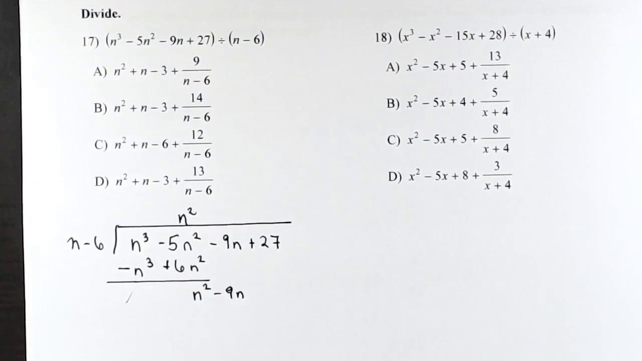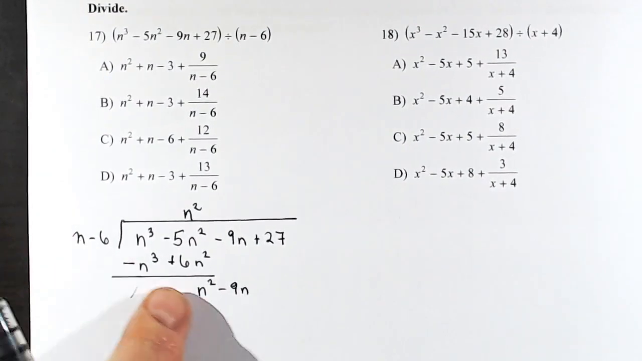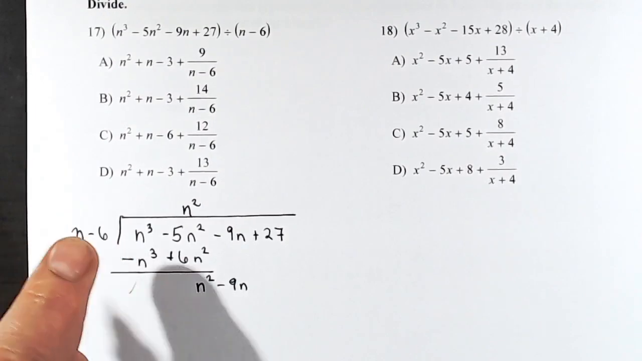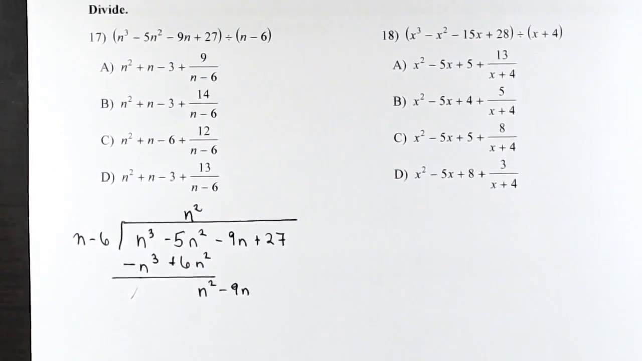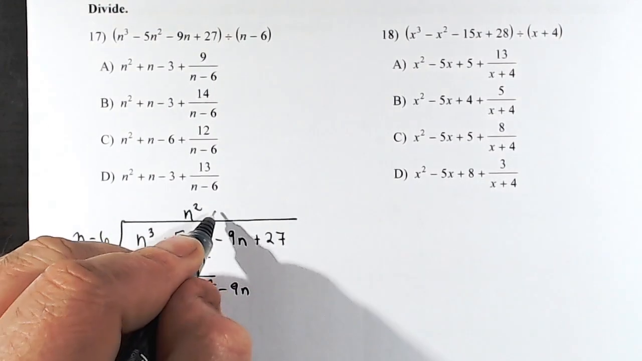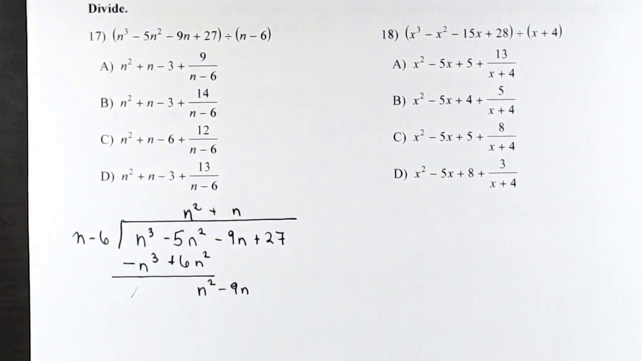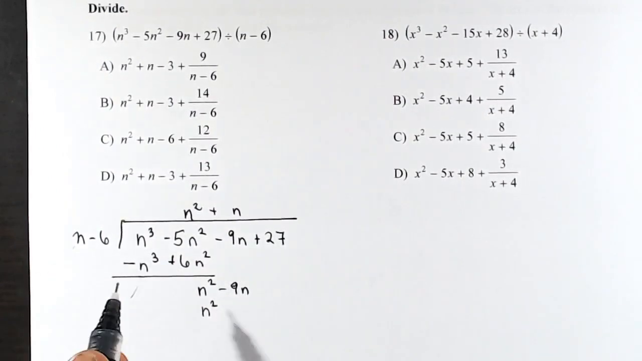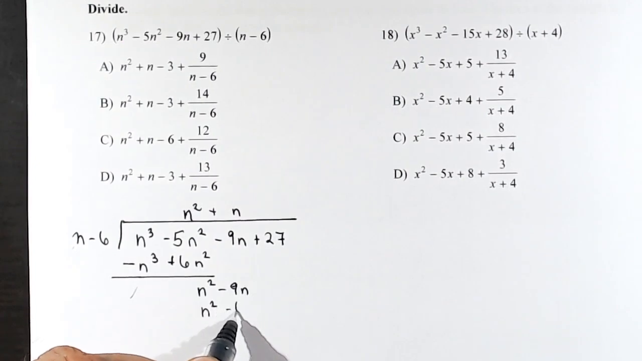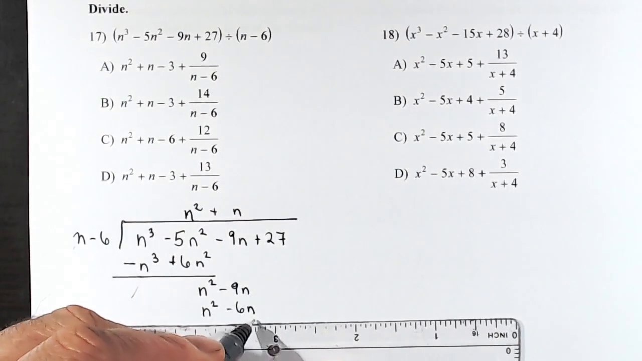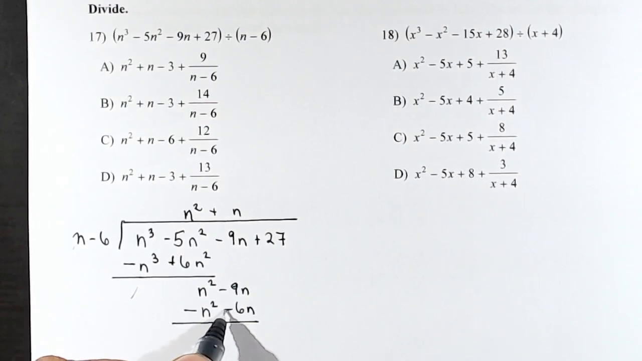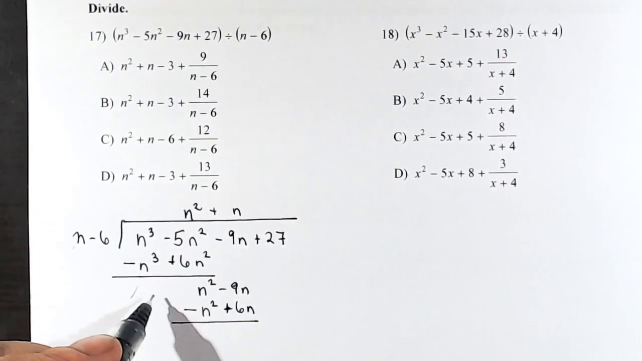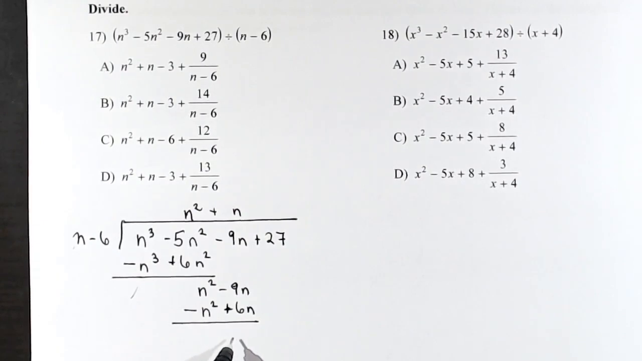negative 9n. All right, and so now you're asking yourself, what would I need to multiply by n to make n squared? Well, I need to multiply n, right? So it's plus n, and then n times n is n squared, and n times negative 6 is negative 6n. So remember, we change the signs down here, and we add. So this goes to 0, and now I have negative 3n plus 27.